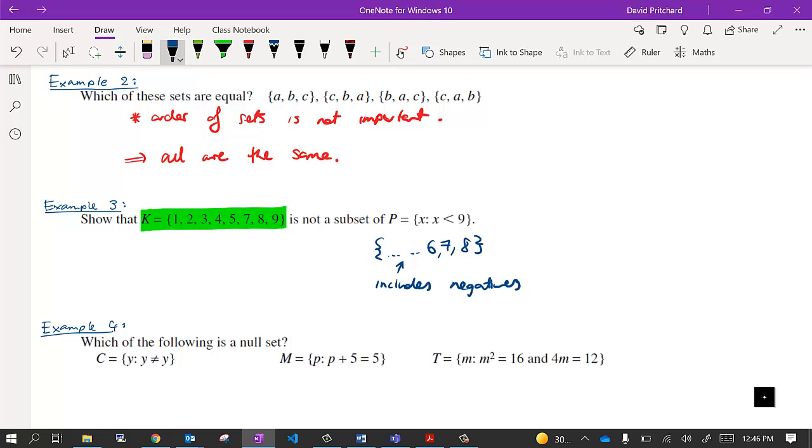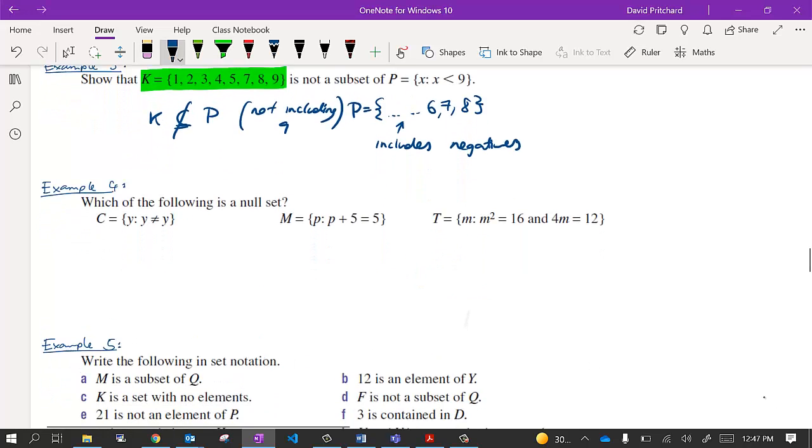So this includes negatives. Now the big thing is that we're just trying to look at K as a subset of P. So we know now the values in P. The difference is that P does not include 9. So K cannot be a subset of P because P doesn't include 9. So not a subset. So keep on moving forward.